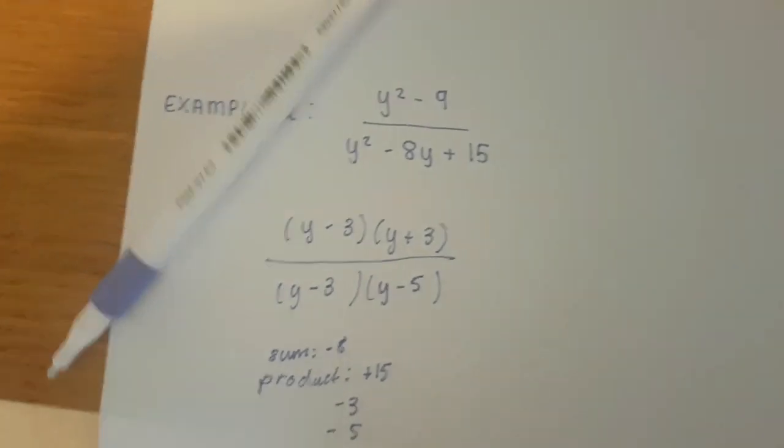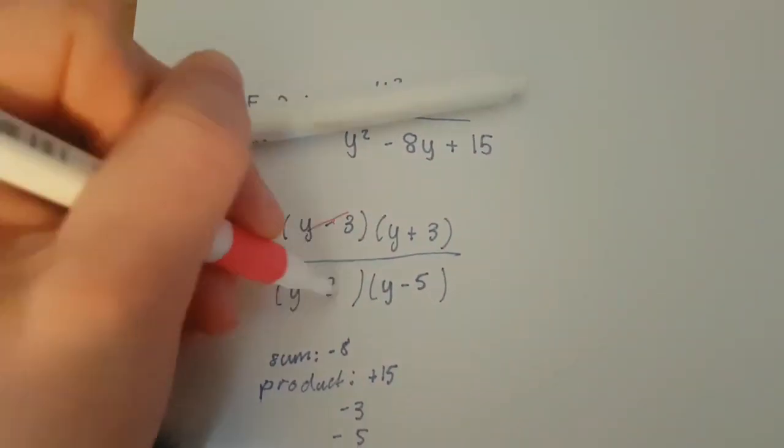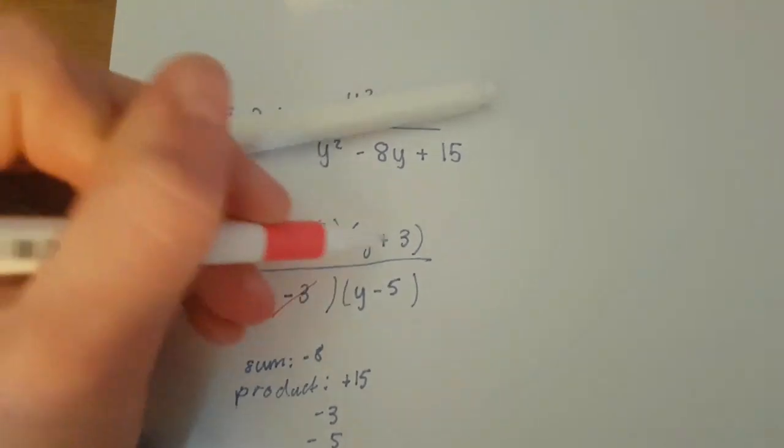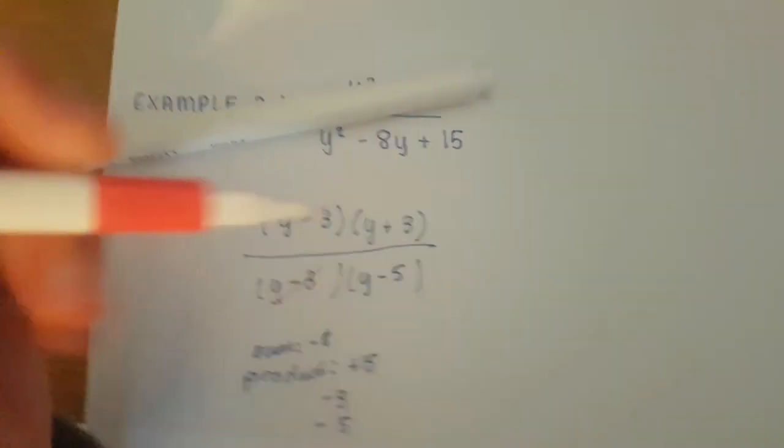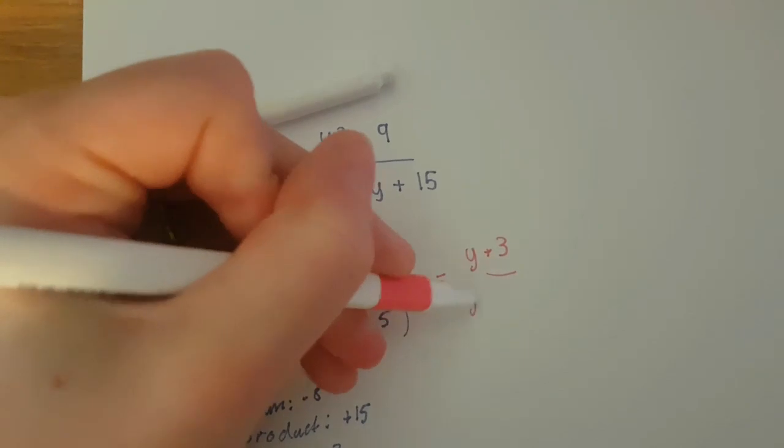And finally, I can see that my y minus 3's will cancel out in this case. I've considered the whole term of this because these are multiplied together. These aren't separate terms, and the whole term of this. So my final answer for this one here is going to be y plus 3 over y minus 5.